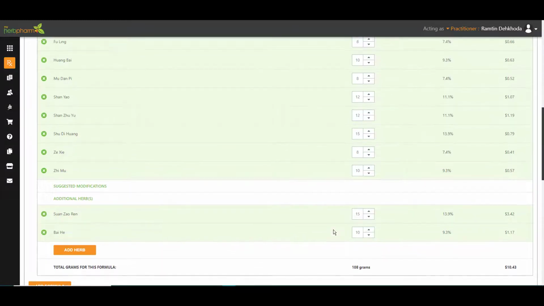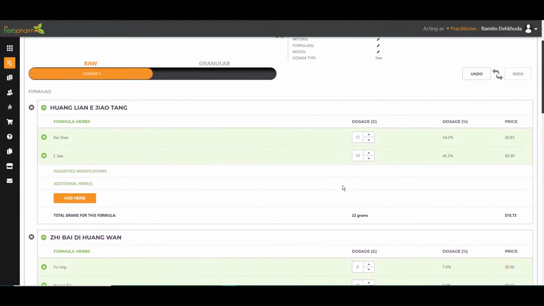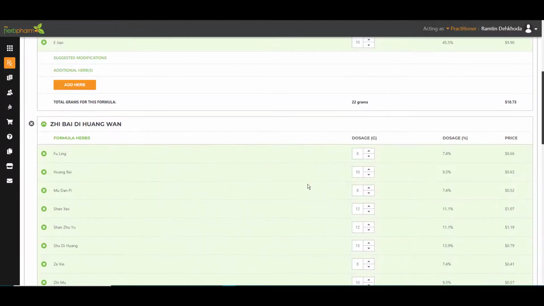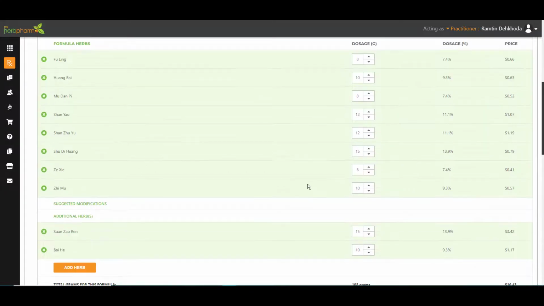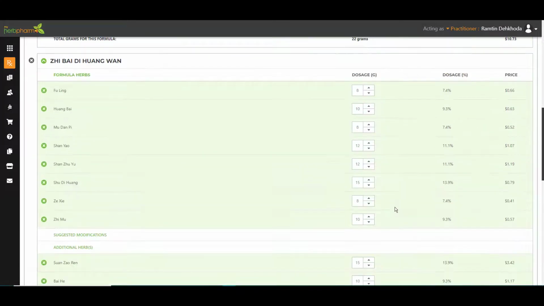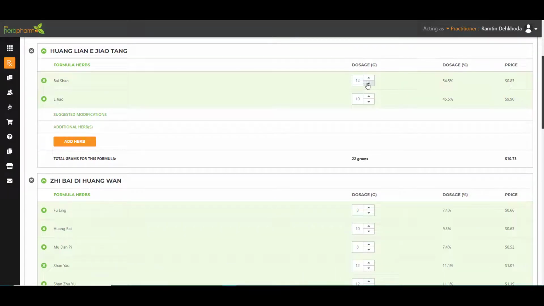All right, now this is a raw formula, as you can see. We got all the ingredients. Everything looks good. Bai Xiao, Jiao, Fu Ling, Huang Bai, Mu Dan Pi, Shan Yao, Shan Zhu Yu, Shu Di, Ze Xie, Zhi Mu, Suan Zao Ren, Bai He. At any given time, you could change these dosages if you like, up or down. You could add or remove an herb, and you can fully modify this.